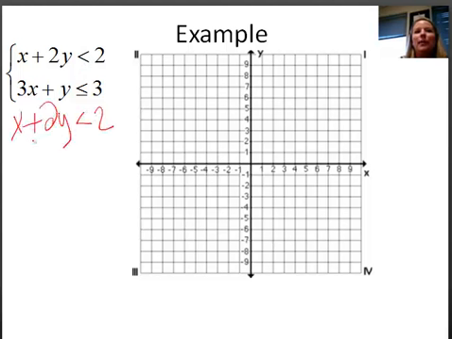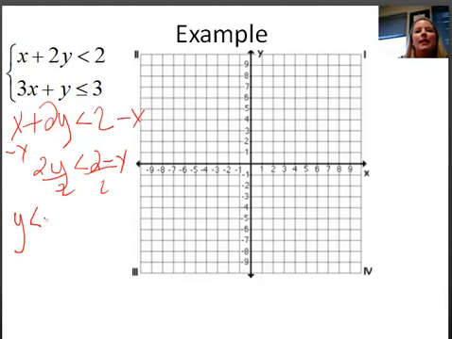I want to get the y by itself, so I'm going to subtract the x. So I get 2y is less than 2 minus x. Divide everything by 2. So my first equation would be y is less than, I'm going to say, negative 1/2 x plus 1, because 2 divided by 2 is 1. Alright, so I'm going to graph this one first.